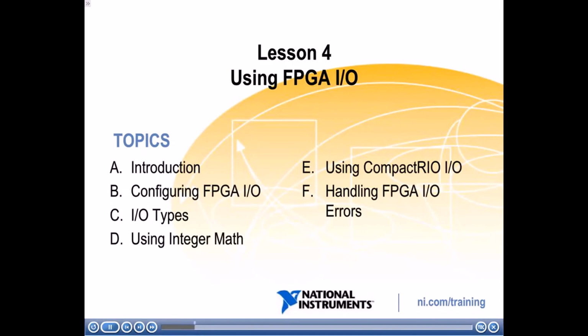Okay, so now we're going to go to Lesson 4, which is using FPGA IO. As a quick overview, we're going to give you an introduction to it. We're going to talk about configuring FPGA IO. We'll talk about different IO types. We'll talk about using integer math, using CompactRIO IO, and how to handle FPGA IO errors.